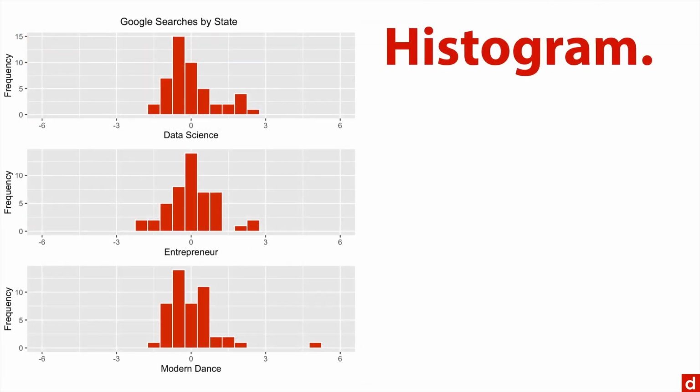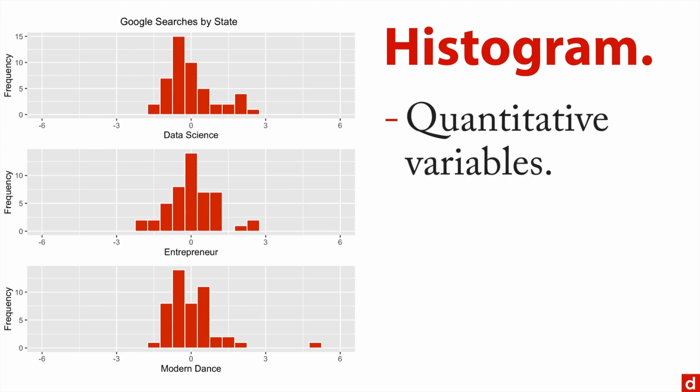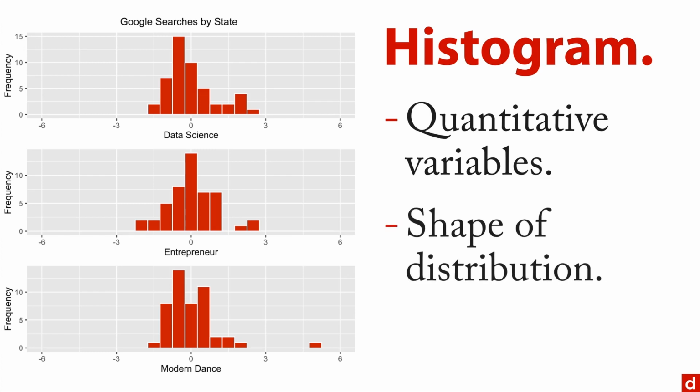Next, if you have quantitative variables, you're going to want to do a histogram. Again, quantitative, so interval or ratio level or measured variables. And these let you see the shape of a distribution and potentially compare many. So here are 3 histograms for Google searches on data science and entrepreneur and modern dance. And you can see mostly for the part normally distributed with a couple of outliers.